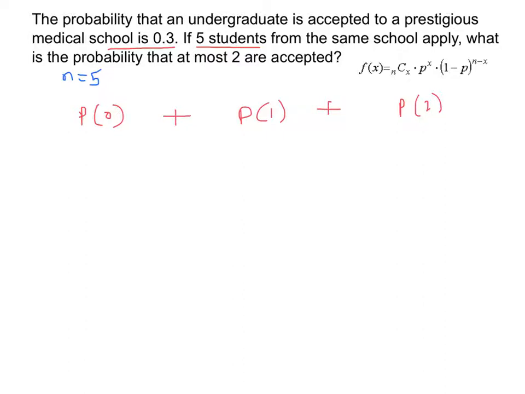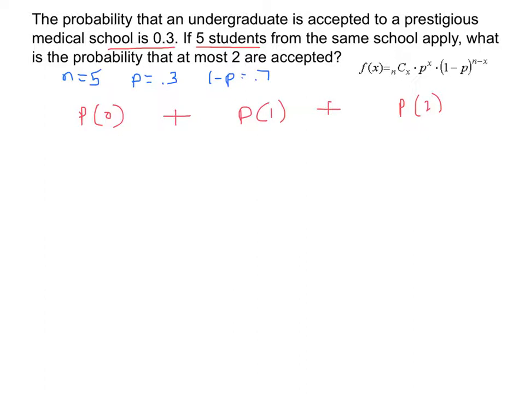But p is the probability of success. In this example, success is being accepted. So the probability is 0.3. And 1 minus p, which is the probability of failure, or not being accepted, is going to be 0.7. And again, the x is going to change from problem to problem. So let's see what we have.